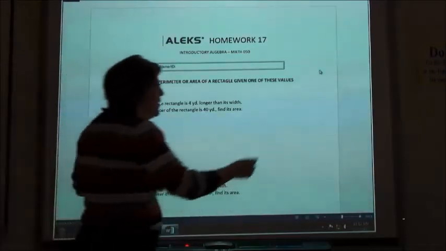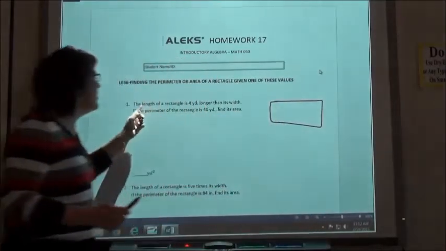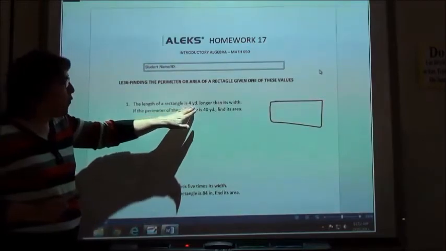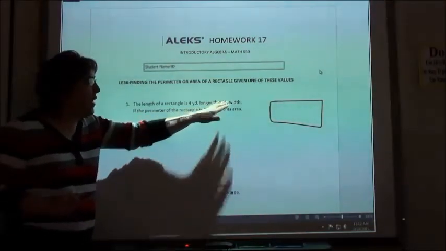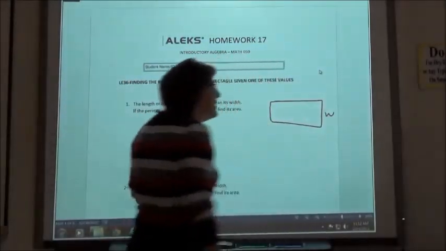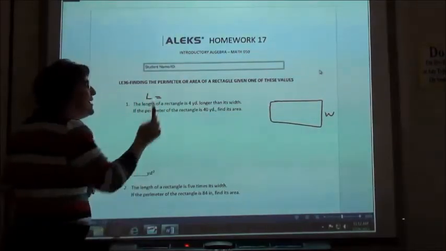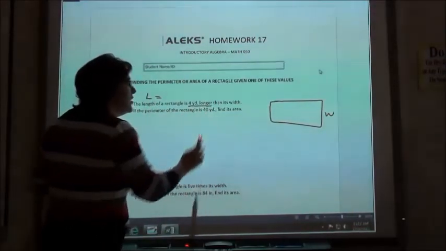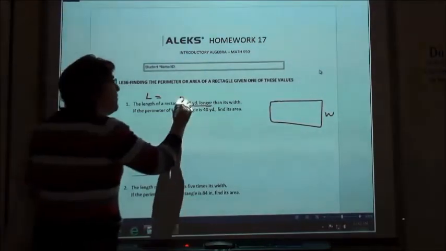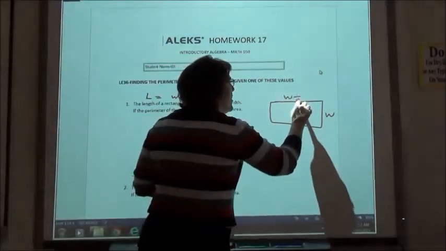In this case, we're going to have our rectangle, and the first sentence is going to give you the length in terms of the width. The length of my rectangle is 4 yards longer than its width. We're not going to know what the width is, so we're just going to call the width W. I'm going to go ahead and label that over here. We're going to write the length in terms of the width. The length is 4 yards longer than its width. 4 yards longer means I'm adding 4 to the width. So my length would be W plus 4.